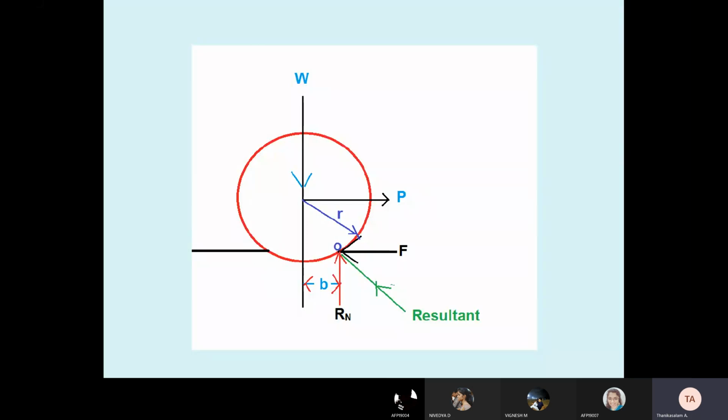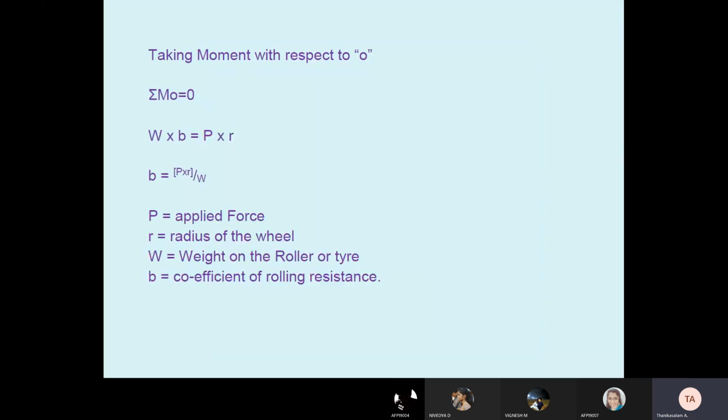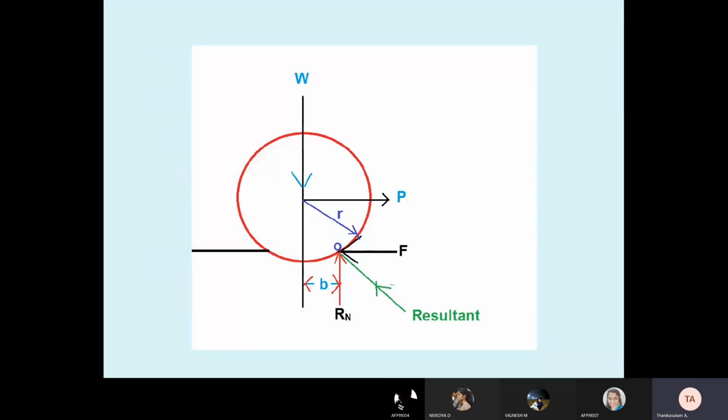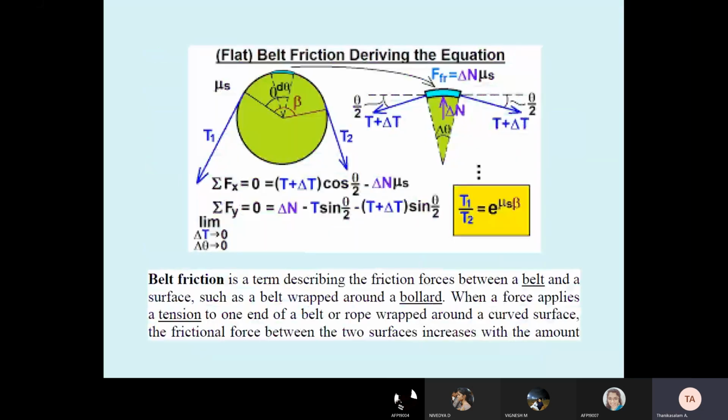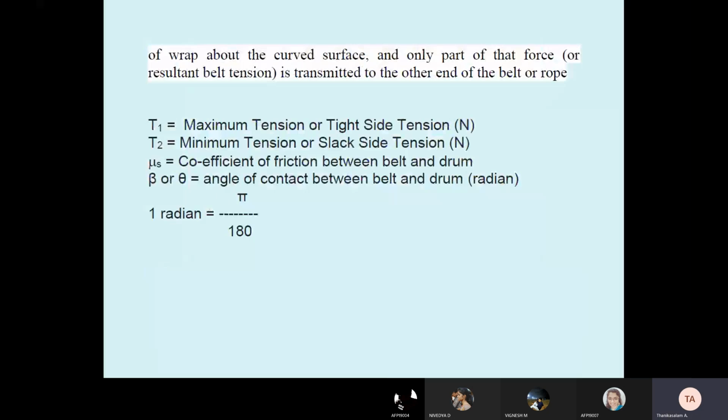So this is the rolling resistance formula. What formula? W into b equals P into r. W means weight on the roller or tire. b equals coefficient of rolling resistance. Small r equals radius of the wheel. P equals applied force. So we discussed rolling resistance. Then we discussed the belt: T1 divided by T2 equals e power mu into beta. Beta equals the angle of contact between belt and drum, in radians, where 1 degree equals pi by 180.